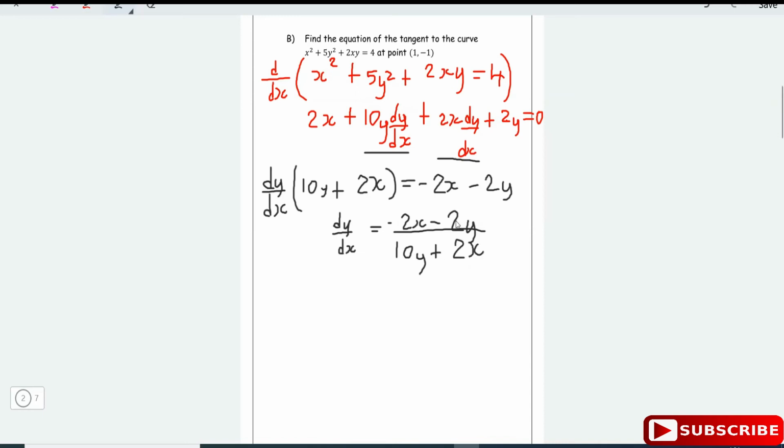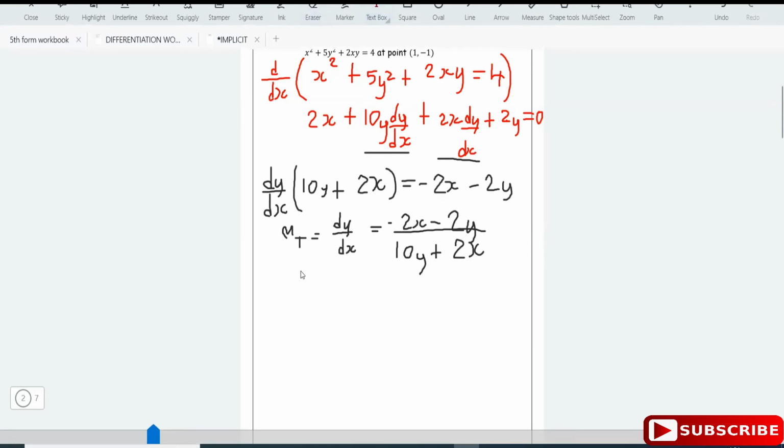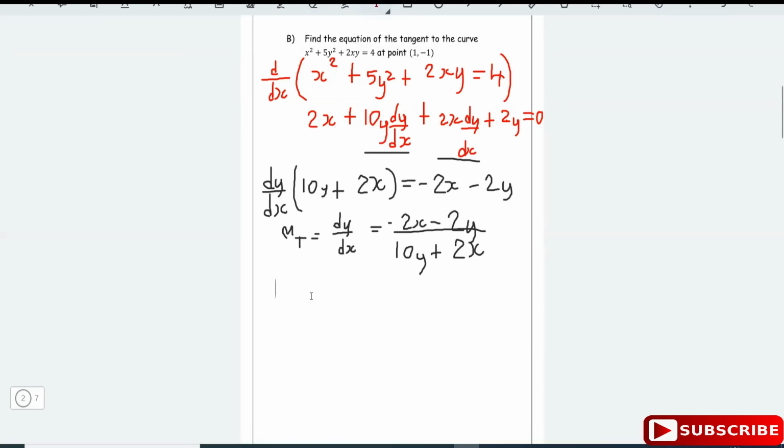And so now, in order to find the equation of the tangent, we know that dy by dx is already the gradient of the tangent function. So to find the gradient at the point 1, minus 1, all we need to do is plug in x as 1 and y as minus 1. So let's do that. At 1, minus 1, we know x is 1 and y is minus 1.